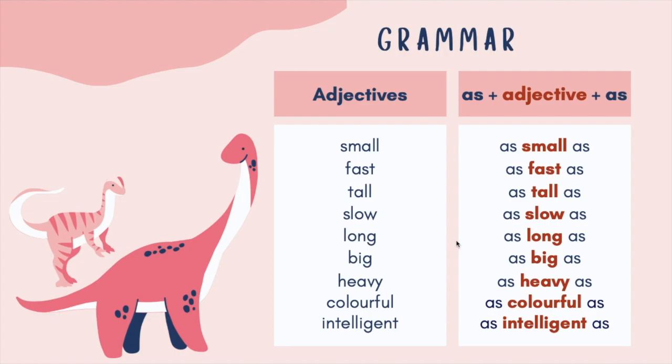Now, let's look at an example. Listen carefully. The kitten is as cute as the bunny. Or you can also say, the policeman is as brave as the firefighter. Meaning, the policeman and the firefighter both are brave. Got it?